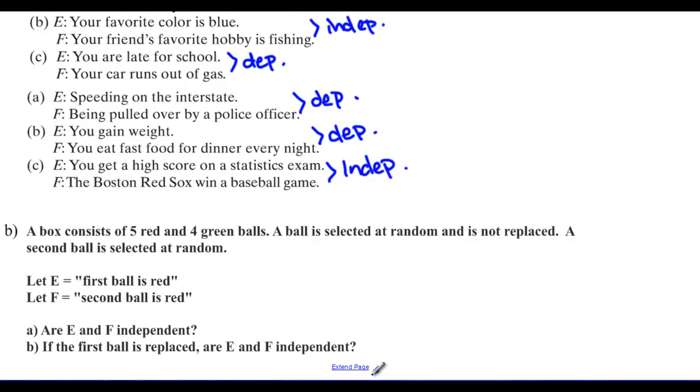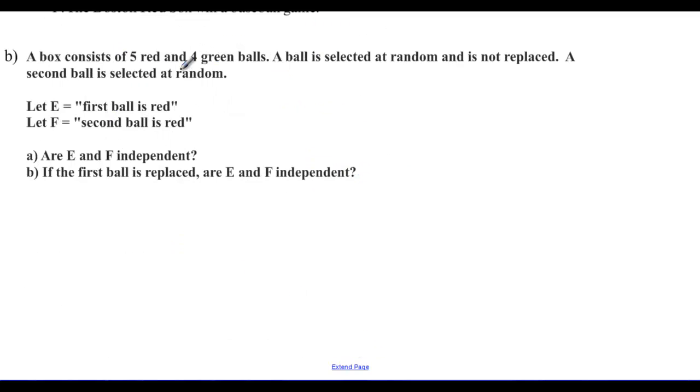All right, so let's look at B. We have a box of 5 red and 4 green balls, a ball selected at random and is not replaced, and then a second ball selected at random. If we select a ball and we want to figure out that the first ball is red, the probability of the first ball being red is going to be 5 out of the total of 9. So the probability of red on the first pick is going to be 5/9.